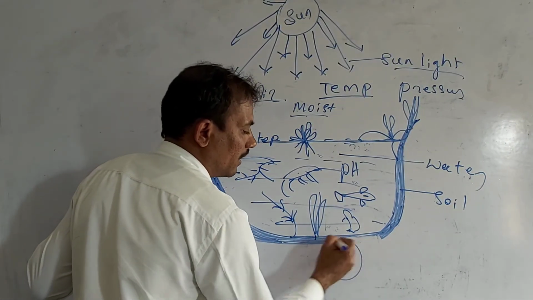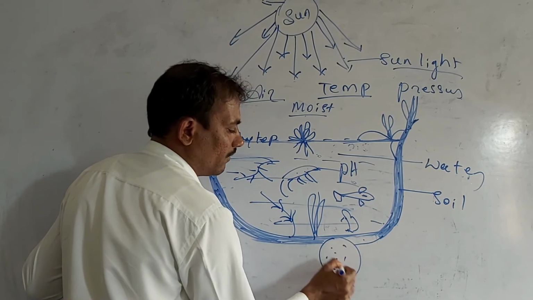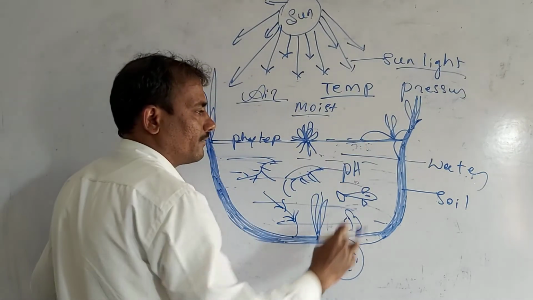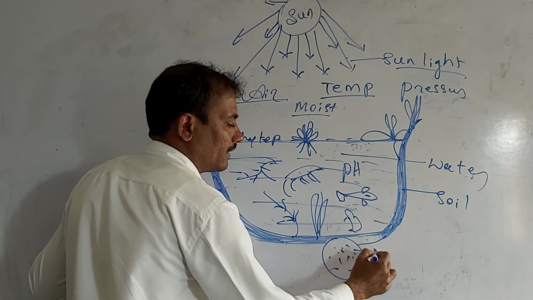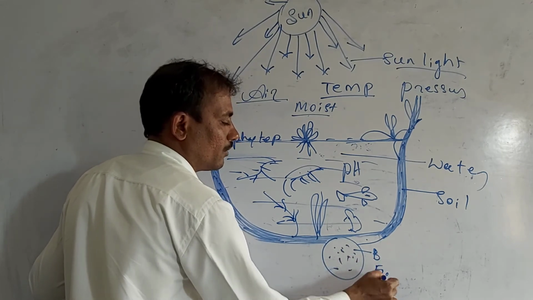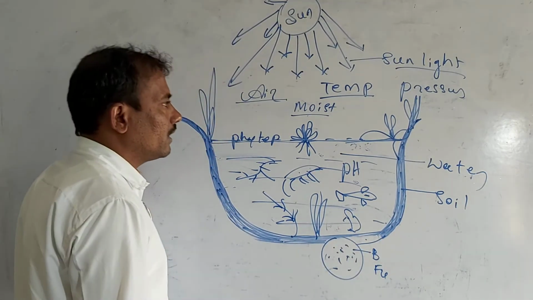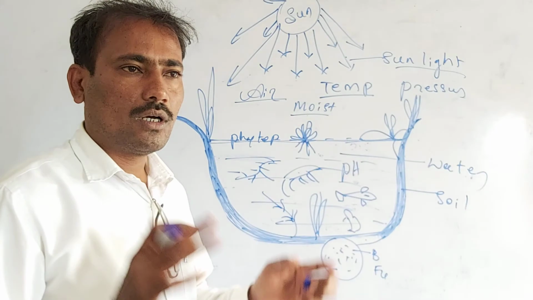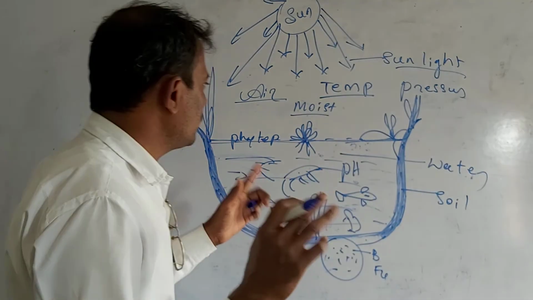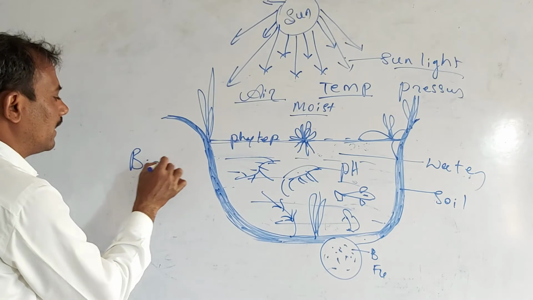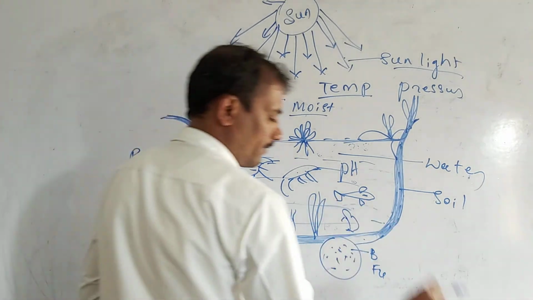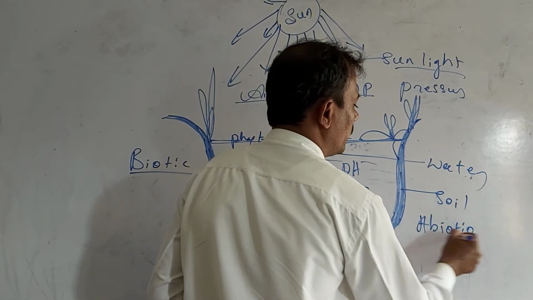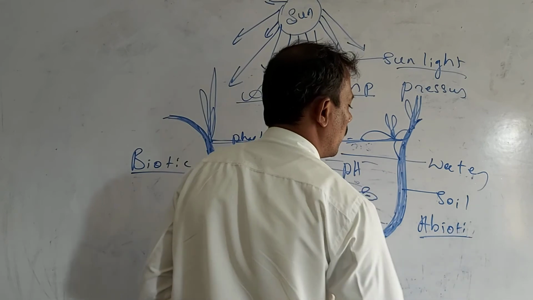And the soil may also contain a number of decomposers. Decomposers may also be present on the surface of the water even. The bacteria, the fungi, unicellular protozoans, and other decomposing living organisms. So this is the representation of the pond. The pond ecosystem consists of the biotic factors and the abiotic factors, the biotic and abiotic factors of the pond.